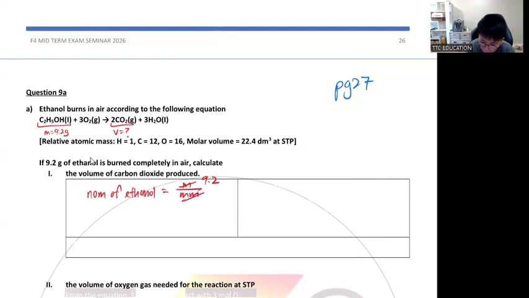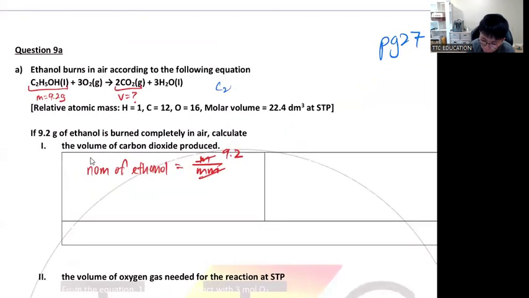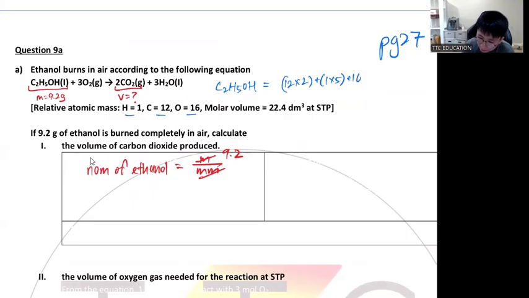You have to do it separately. The C2H5OH will be 12 times 2 plus 1 times 5 plus 16 plus 1. So 24 plus 5, 29, 45, 46. Okay, so the molar mass is 46. So 9.2 divided by 46, you shall get 0.2 mole.